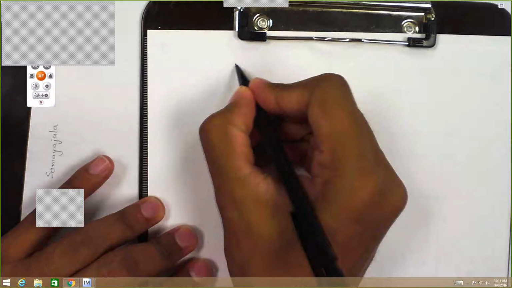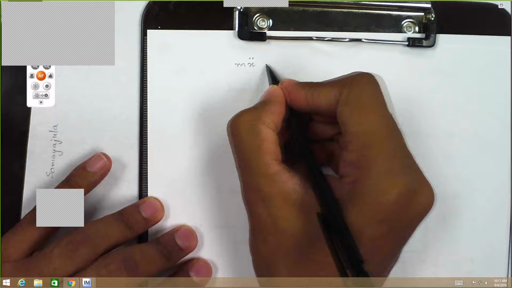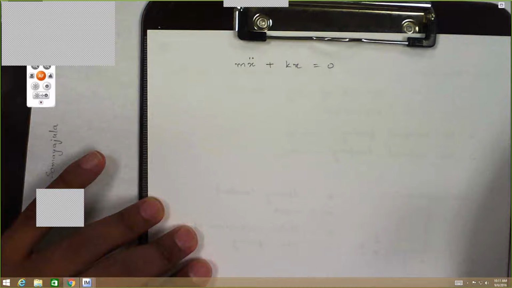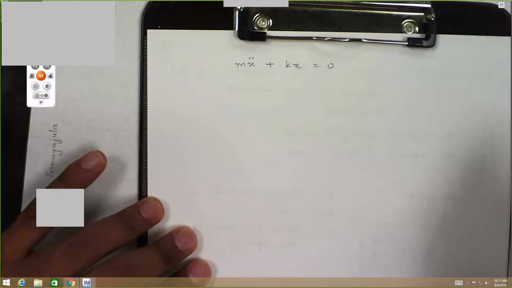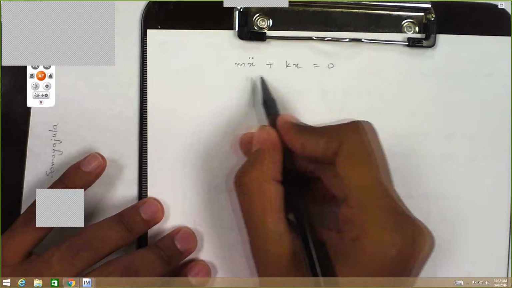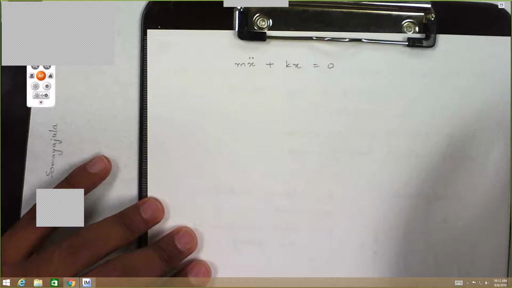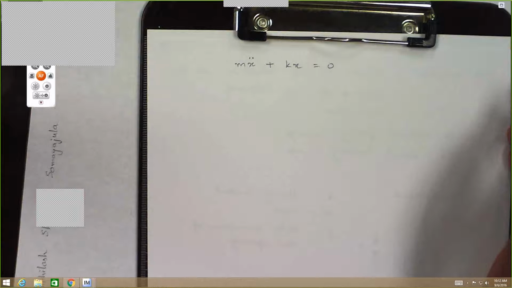So combining the two together, bringing all of them into the left-hand side, we can write it as m x double dot plus kx is equal to 0. Because of our choice of static equilibrium position as the origin point, we have eliminated the force due to gravity from our equation of motion. So our equation of motion doesn't have any gravity term in it, so all the static forces are gone. And this is because we chose the origin point O.